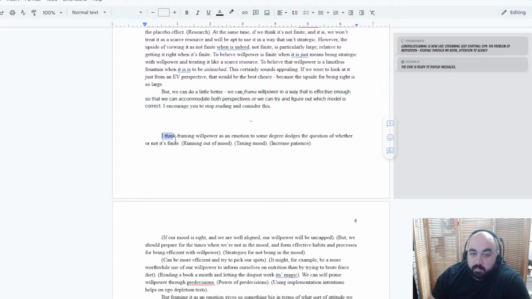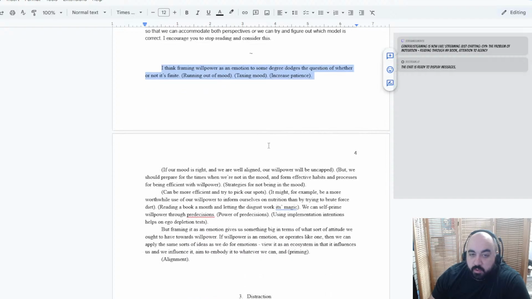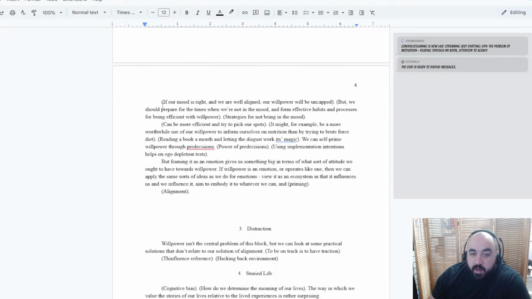And then we wanted to say some stuff about running out of mood or being a taxing mood, increasing patience. If our mood is right and we are well aligned, our willpower will be uncapped. But we should prepare for times when we're not in the mood and form habits of effective processes for being efficient with willpower. Strategies for being not in the mood.